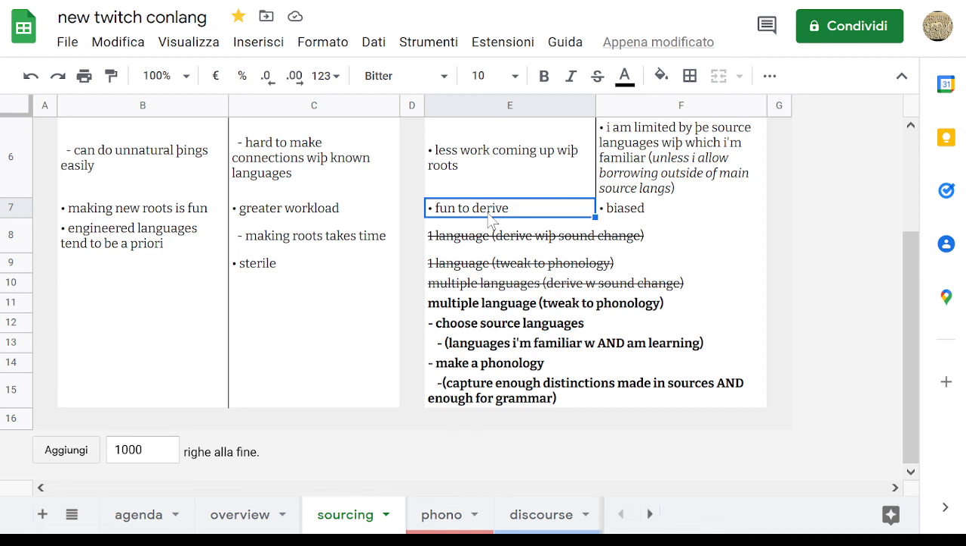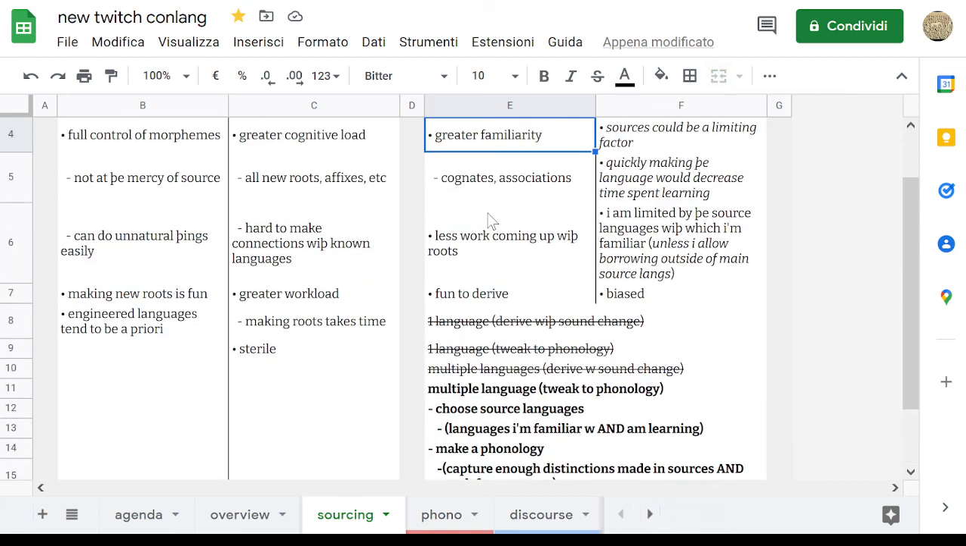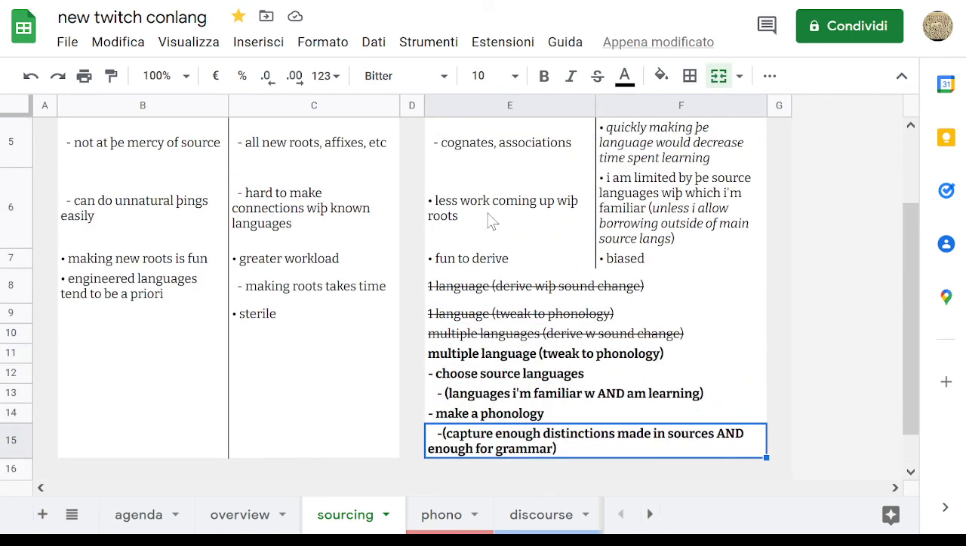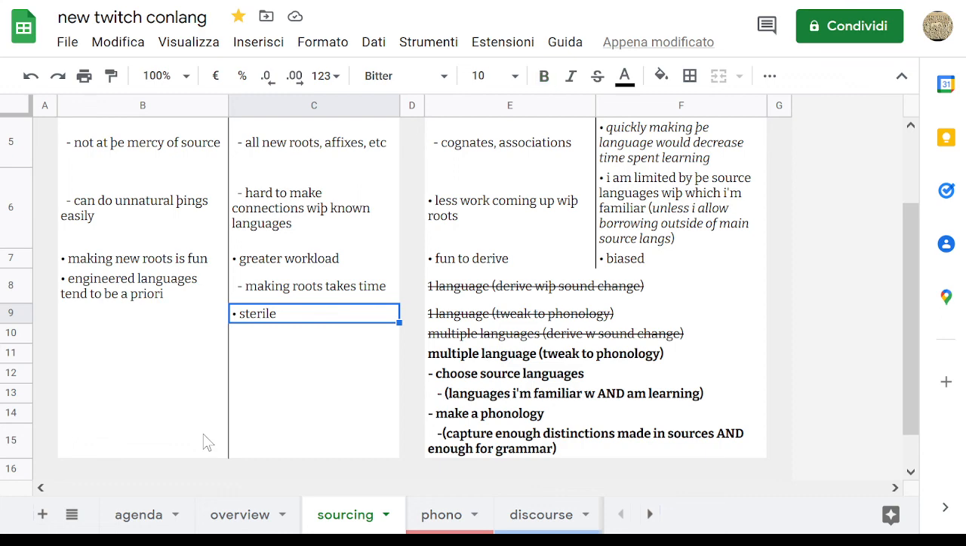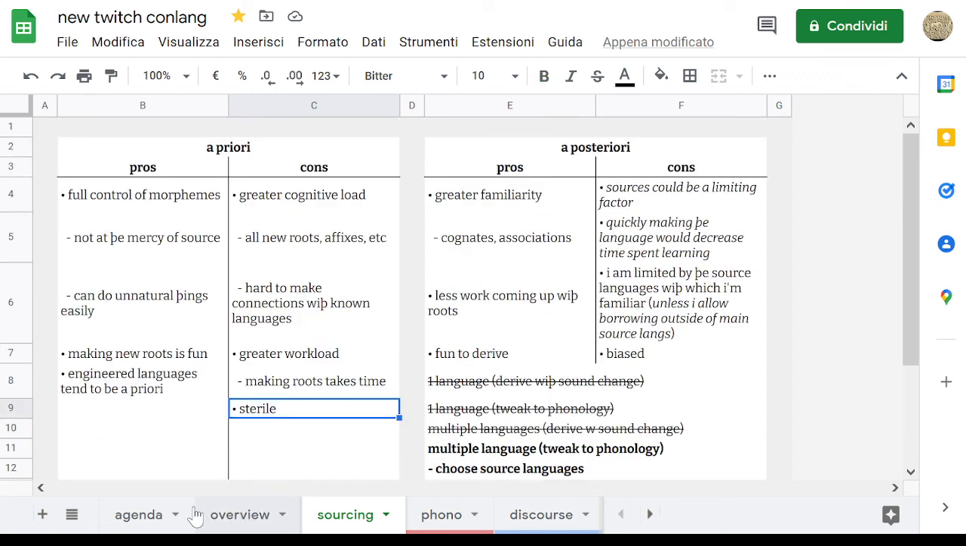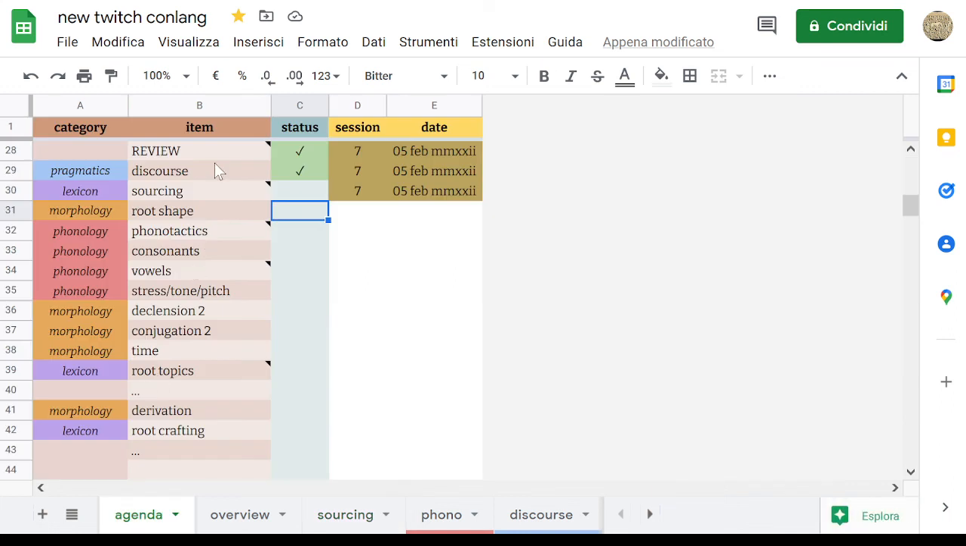It's fun to have a dictionary and have a column where you say where the word comes from. That's really fun to me. So that's also a source of fun that could be a pro to the a posteriori strategy I'm going with. So what I need to do with sourcing is probably make a new sheet that is my source languages and the pros and cons of using those. So I probably need to do a part 2.